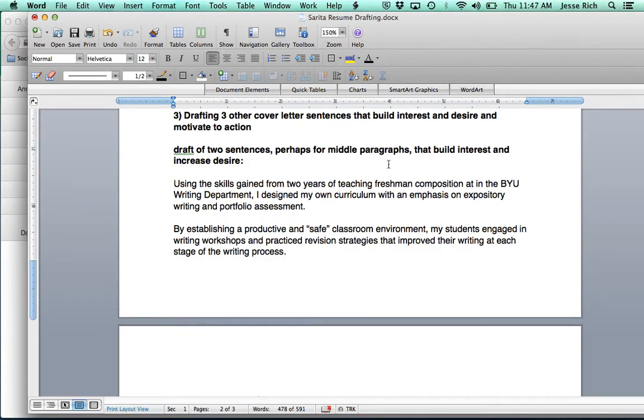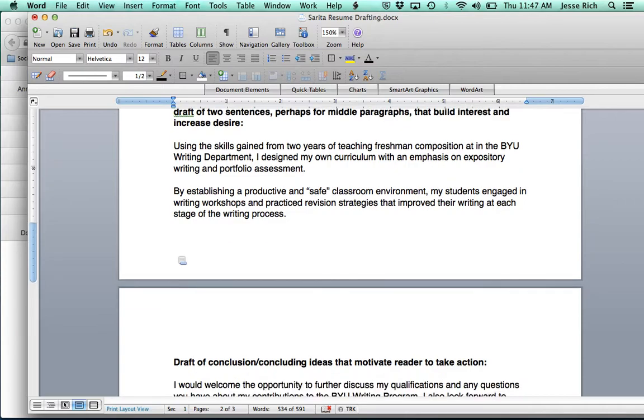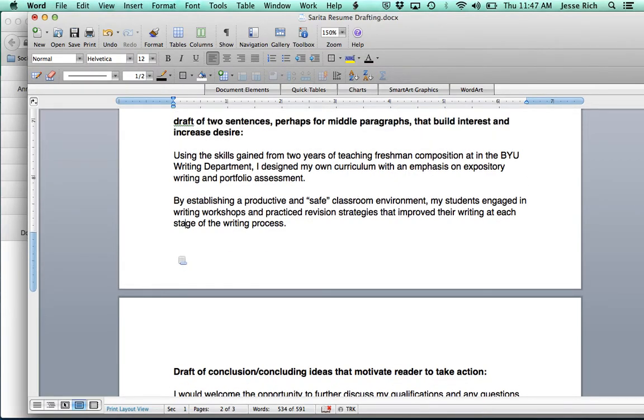but just try practicing this skill of building interest and increasing desire, and your textbook will describe how to do that. For example, with these 2 sentences, when you build interest and desire, those sentences usually come in the middle of your cover letter, and they're going to describe your strongest selling points or your strongest qualifications for the job. So this is what I did here as I applied for a teaching position to teach Writing 104 and 106. So if you look at those sentences, think about how you might do the same for your particular job ad.